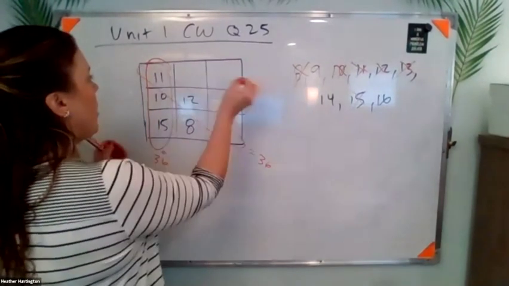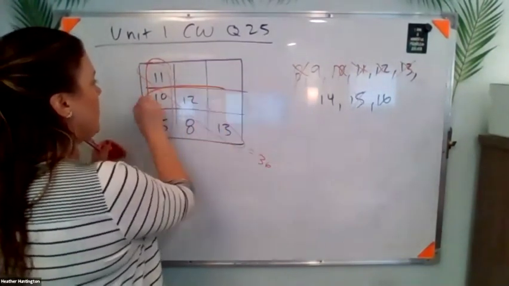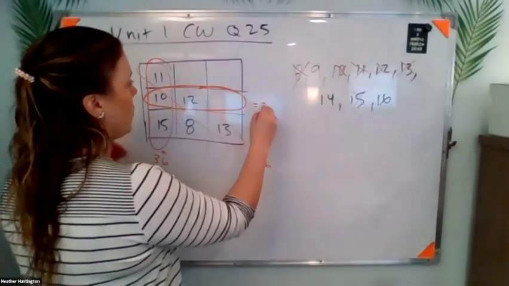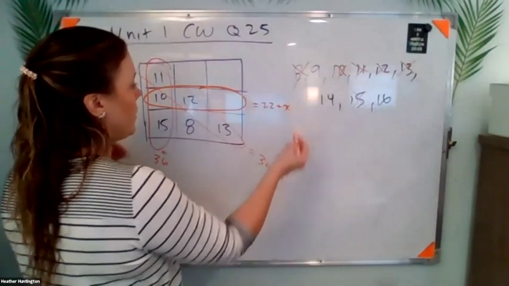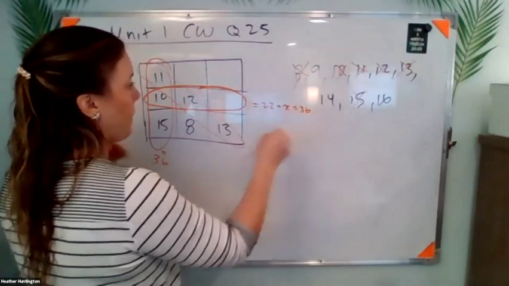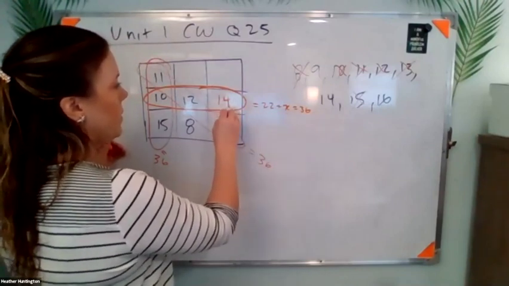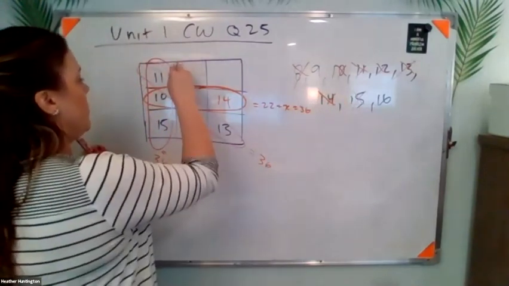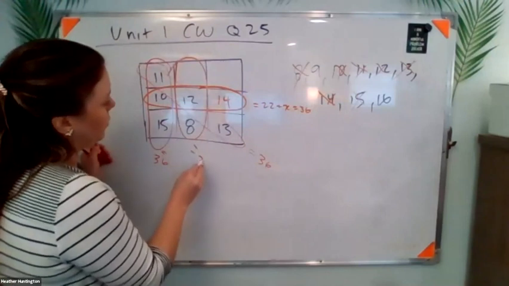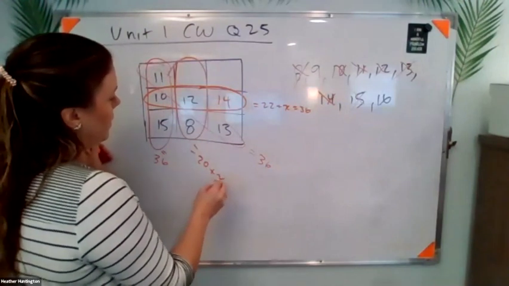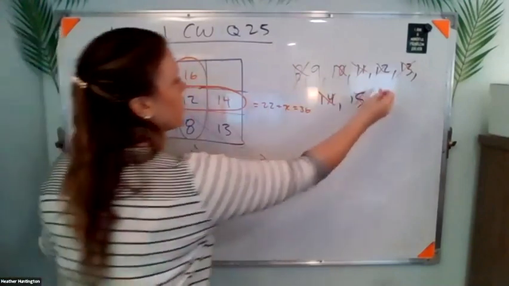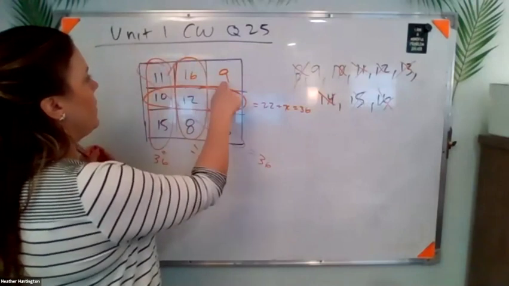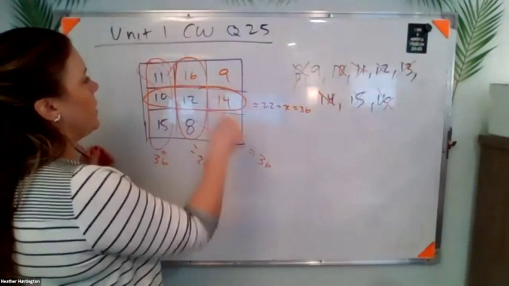So yeah, doing the first row would be a little difficult because we have two unknowns, but here we have one unknown. So 10 plus 12 is equal to 22 plus some unknown, but it has to equal 36. So that means that this is going to be 14. And then now I can do any of these. So this one is equal to 20 plus some unknown. So that's going to be 16. And then the last one would be 9. Well, let's check. So 11 plus 9 is 20, plus 16 is 36, and so on.